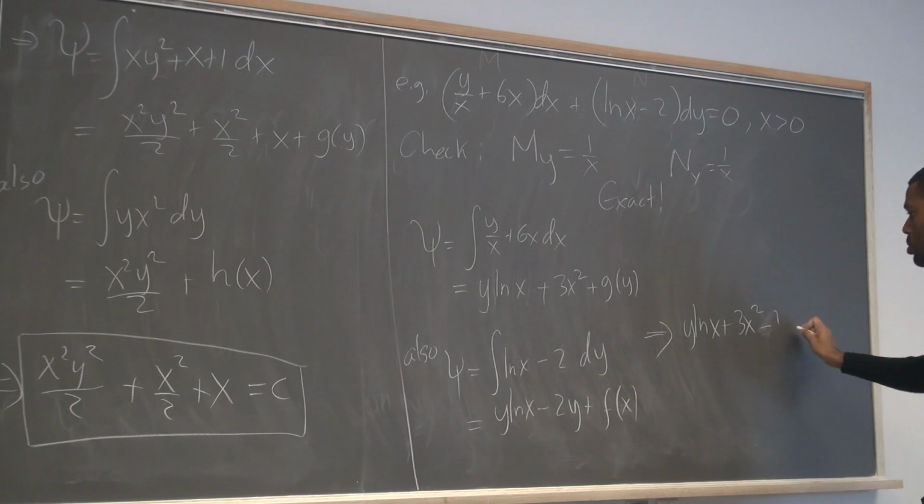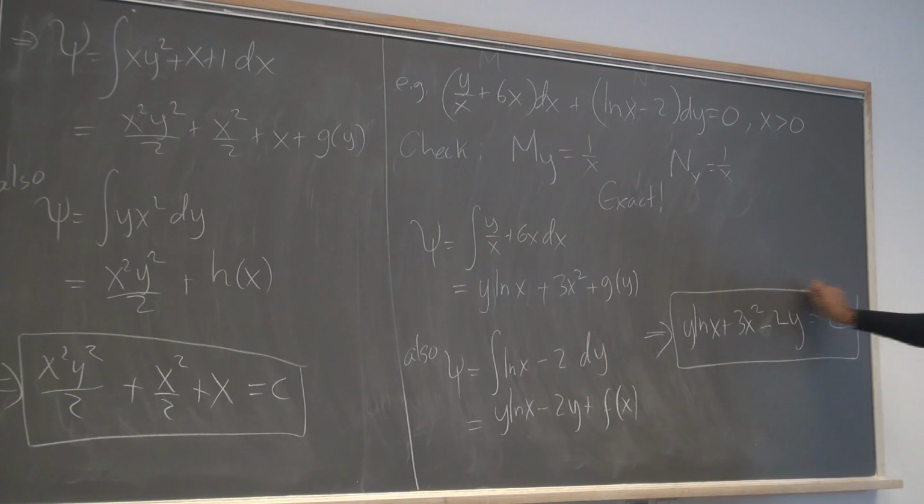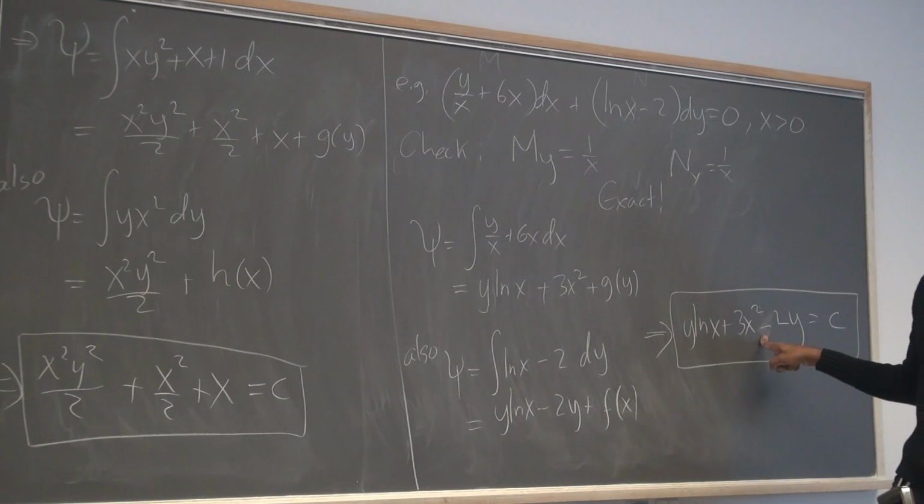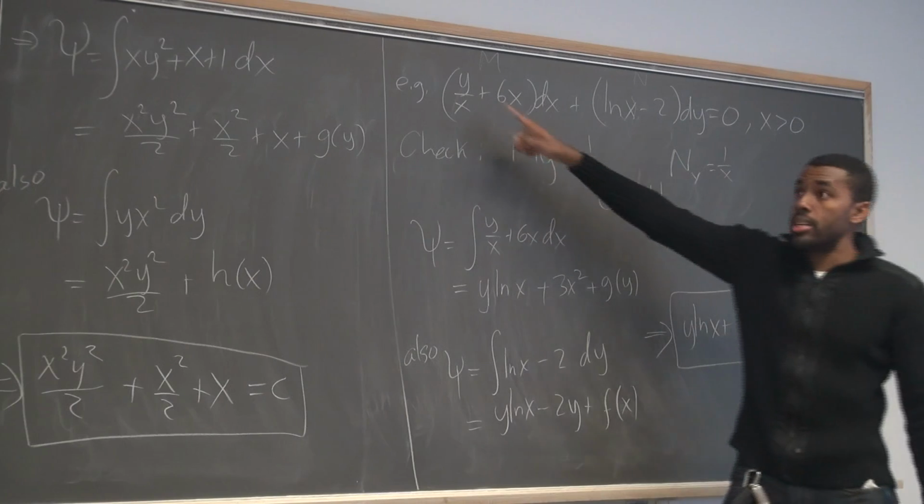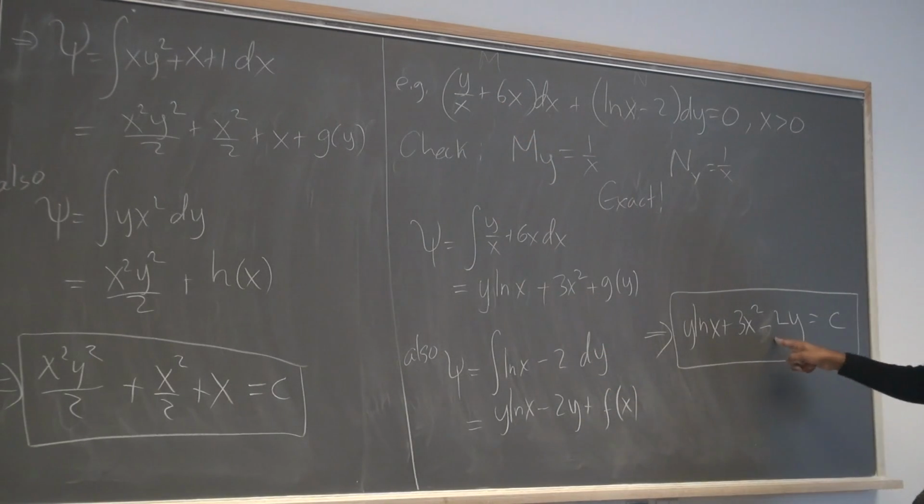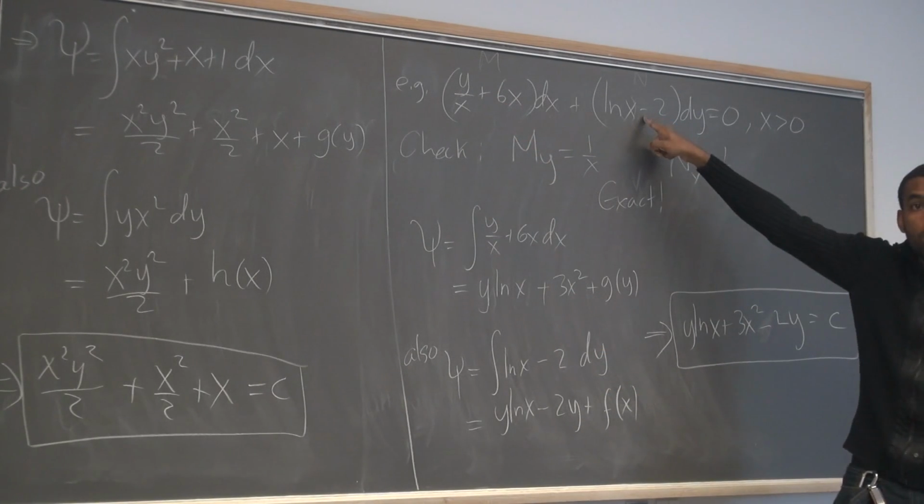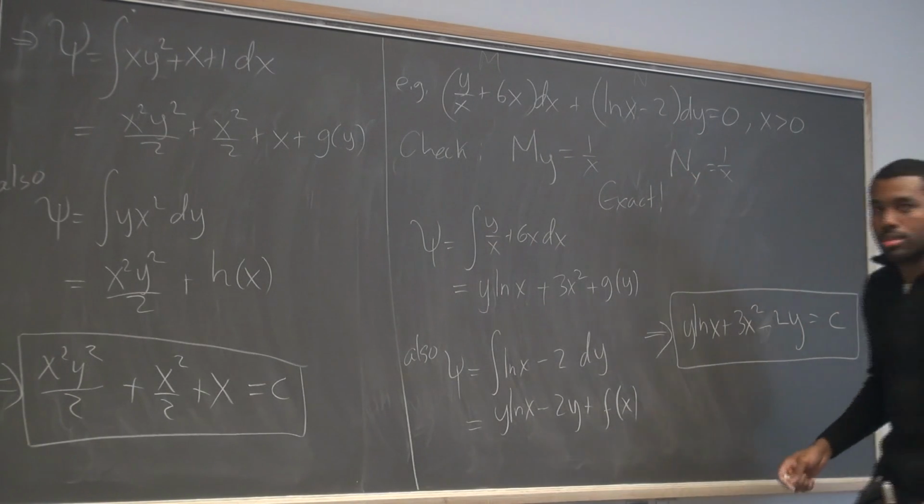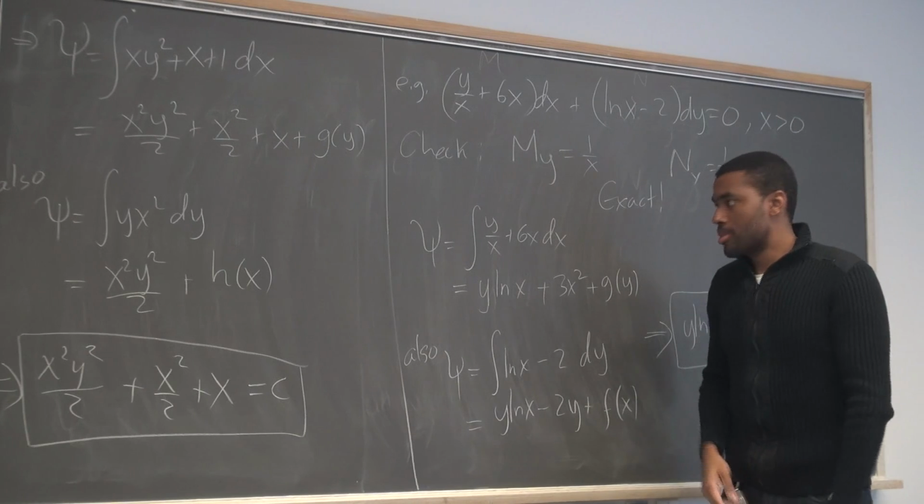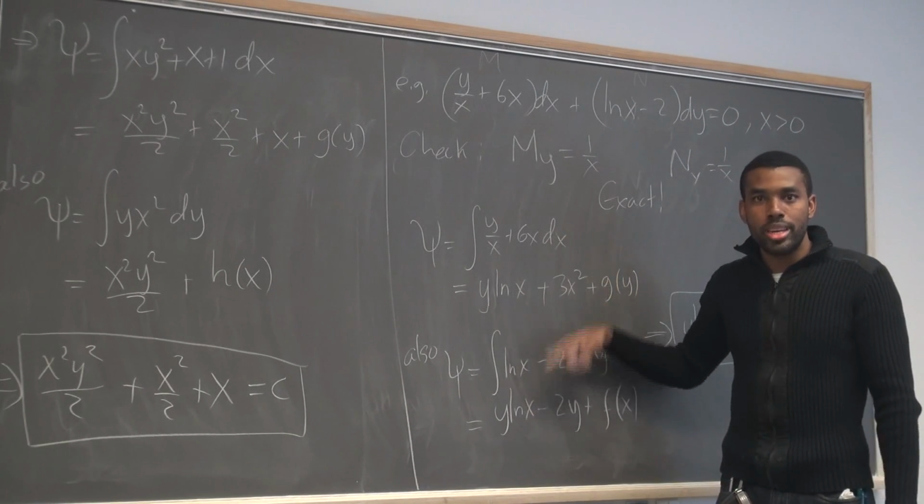Minus 2y equals constant. And you can check that. Partial of this with respect to x, it's always good to double check yourself. Take the partial of this with respect to x, you should get the function here. Take the partial with respect to y, you should get the function there. But that's it. So obviously, we need to remember our calc 2, we're going to be taking integrals.